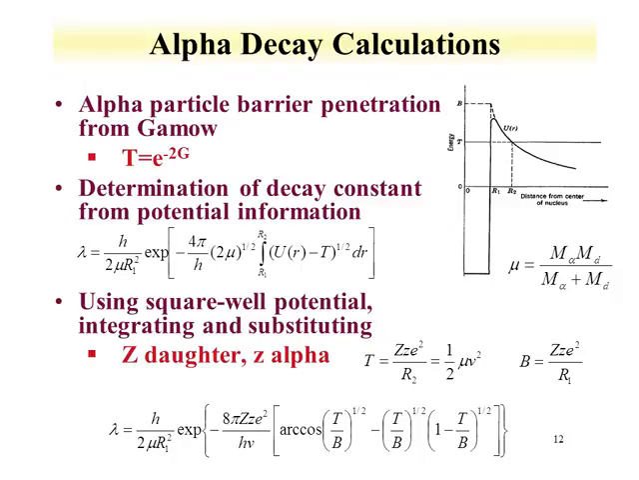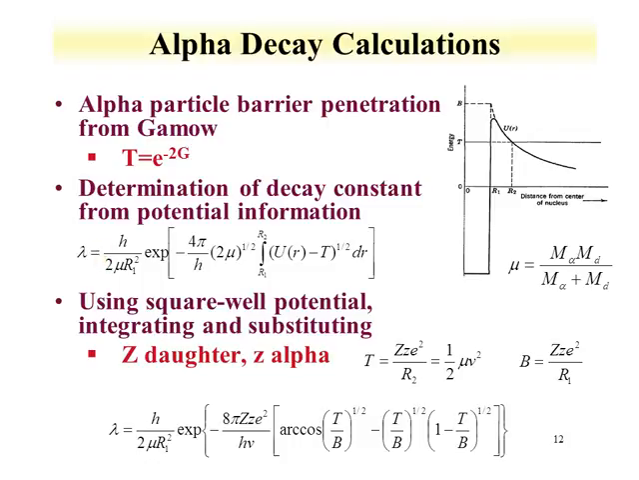Now, there's an equation that evaluates this called the Gamow equation, which is listed here. And this can be used to evaluate the decay constant for alpha decay. We can determine that decay constant from the potential. Here's our nuclear potential. And fundamentally, we've got some energy here, T. The alpha particle is at this energy, so what's the probability of it penetrating this barrier? That's all we're really interested in. And we get this equation that's listed here.